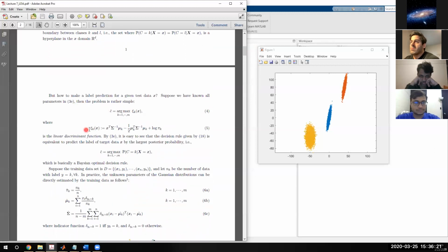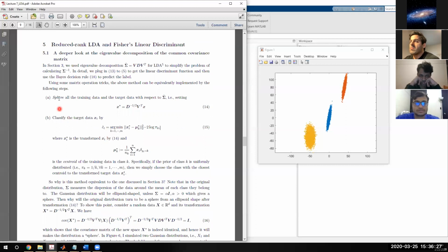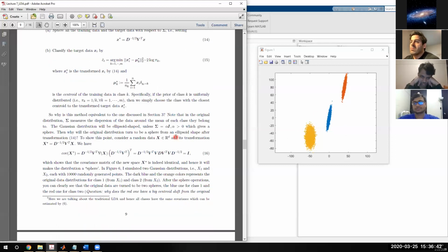You know, that way is the same as this way. And then you may ask me, how do you know? First of all, why do you claim that you make a transform like D to the negative half and then V^T times X equal to X star, then in this new X star system, everything is going to be a sphere? Why? Okay, I can prove it in this way.